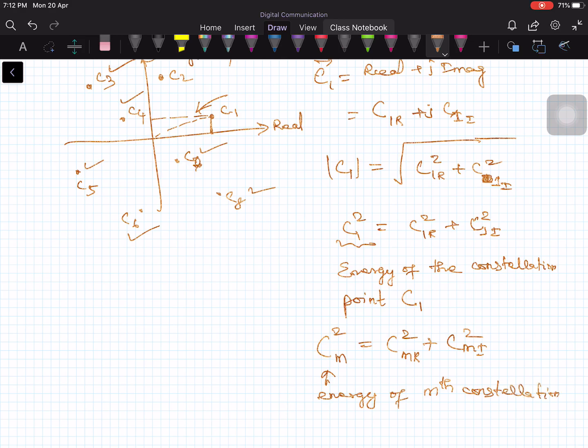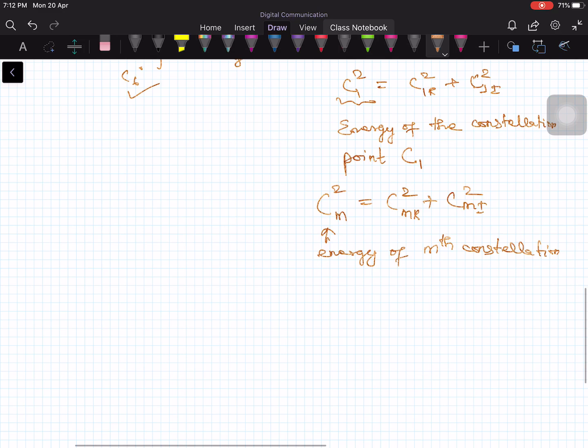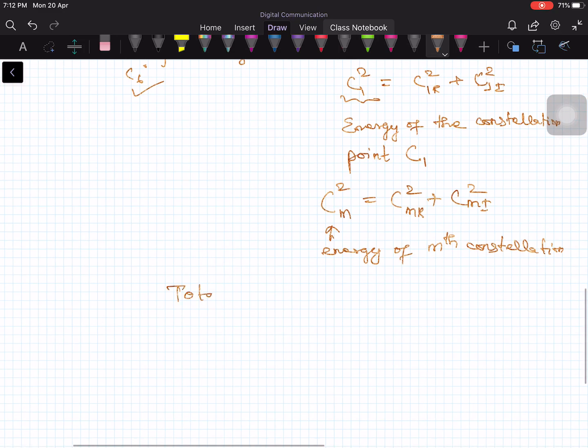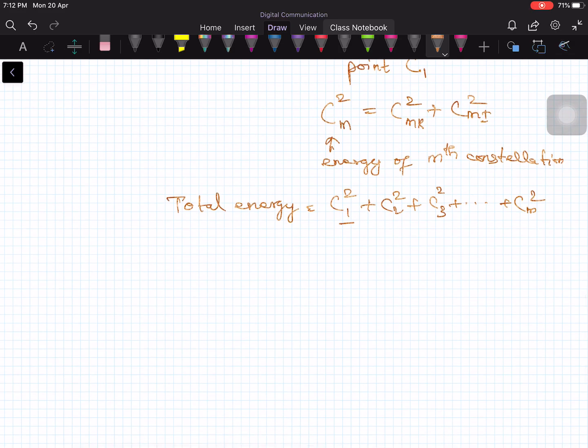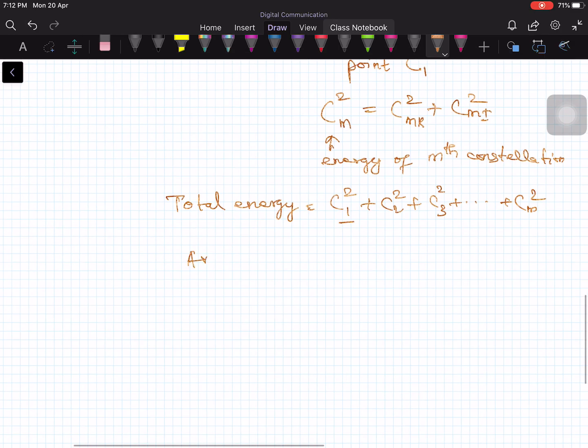So what is the total energy? Total energy equals C1 square, the energy of the first constellation, plus the energy of the second constellation, the third constellation, and up to Cm square. This is my total energy, right? Now what is the average energy per symbol? Totally how many symbols do I have? Capital M number of symbols.